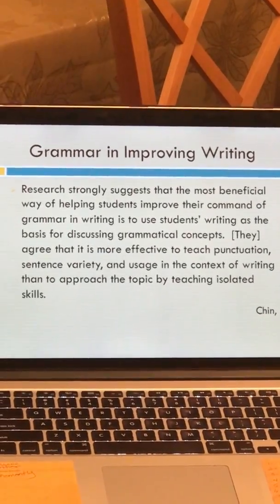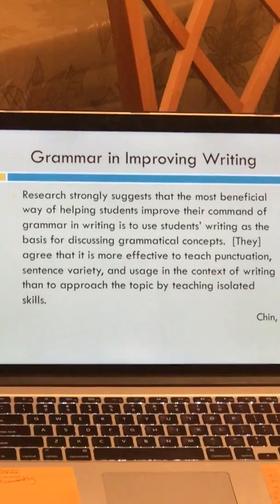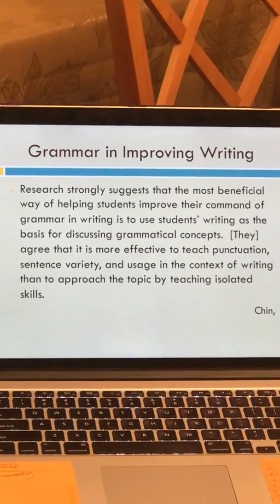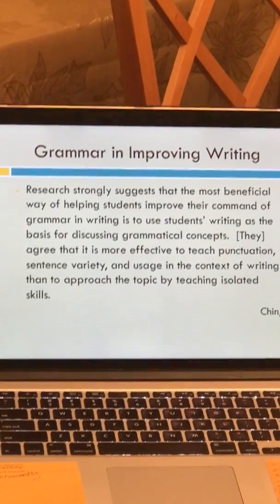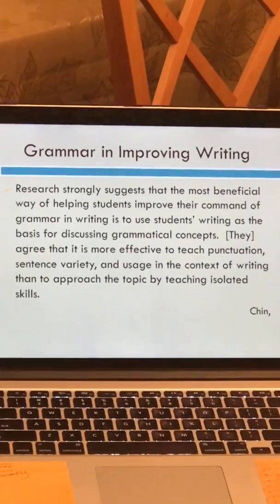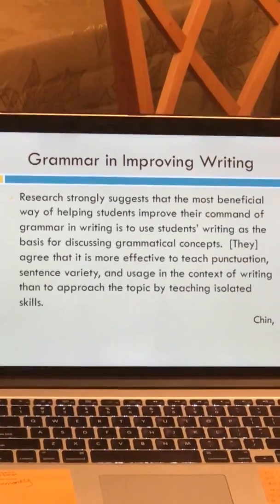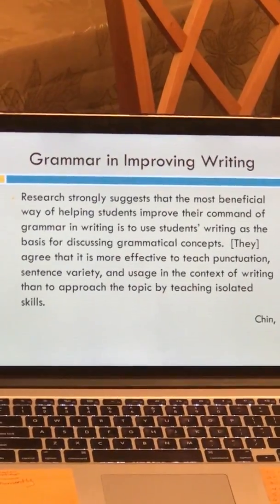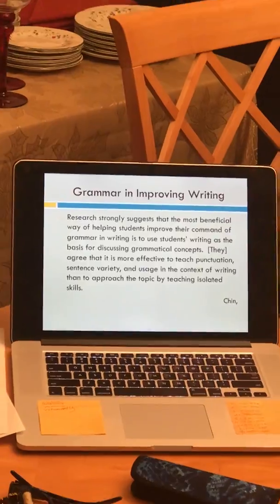Research strongly suggests that the most beneficial way of helping students improve their command of grammar and writing is to use students' writing as the basis for discussing grammatical concepts. They agree that it is more effective to teach punctuation, sentence variety, and usage in the context of writing than to approach the topic by teaching isolated skills. So it's easier to learn grammar.